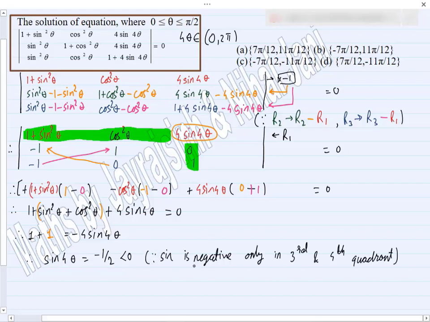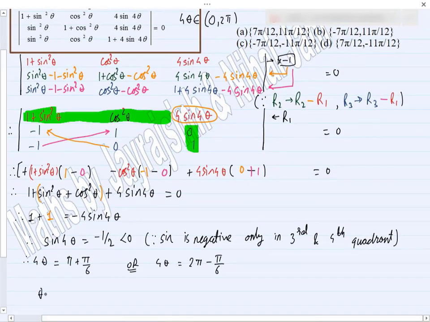is negative only in the third and fourth quadrants. Hence 4 theta must be pi plus pi by 6, or pi minus pi by 6. Finally, you can say theta must be equal to 7 pi by 24 or 11 pi by 24. Tada! Option A is your final answer.